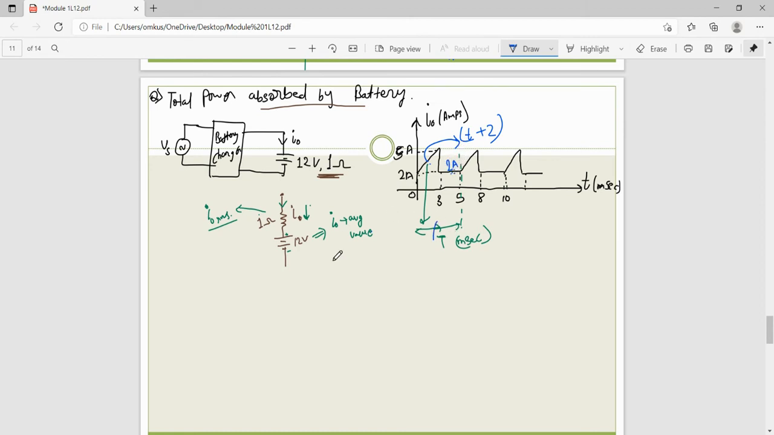So put that value in the given equation, which is IRMS. When I place that value, if anyone solves this problem, please give the answer. What you will find is the answer. See, integral of t plus 2 square dt, 0 to 5.